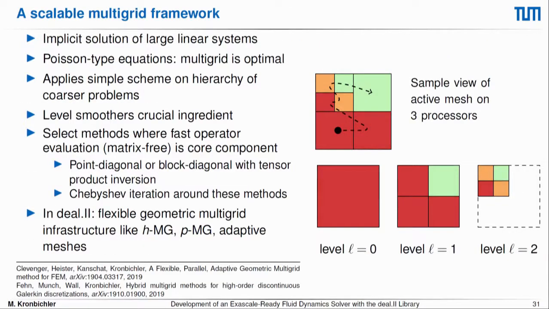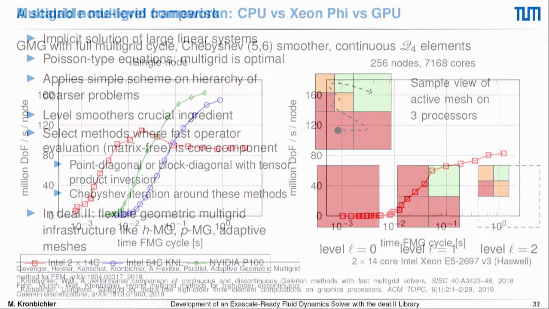Finally, we applied this in solvers. So this is a multigrid. That's, of course, what you need to do when you solve linear systems. Multigrid is good for Poisson-type equations. We can even do adaptivity. We can do p-multigrid, h-multigrid. There's a lot of things you can do with multigrid.